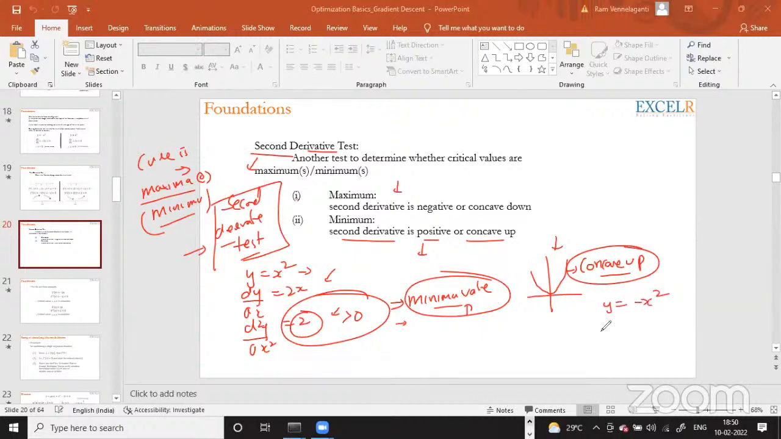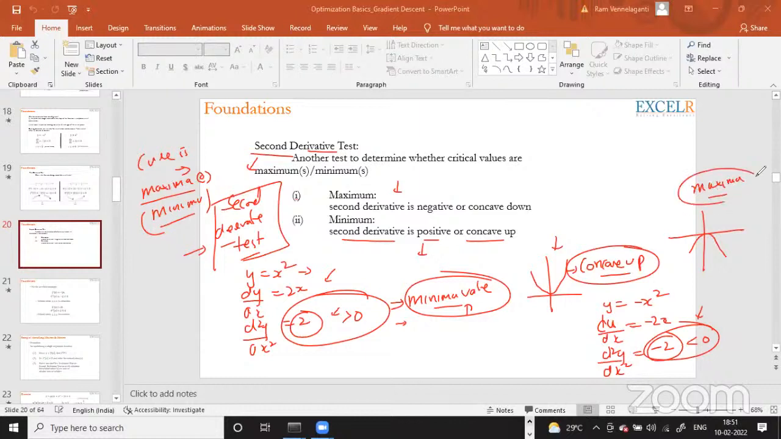What about this curve? y is equal to -x square. dy by dx is equal to -2x. d square y by dx square is -2. So the second derivative is less than 0. What can you say? The curve is going to have a maxima. It is going to look like this: a downward shaping parabola, or you can say it is concave down.